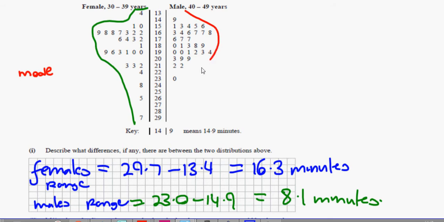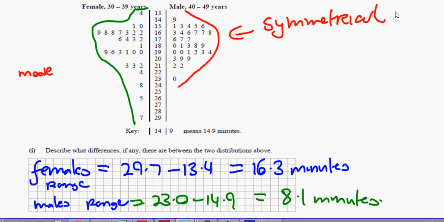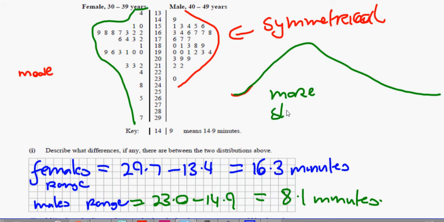Now we can see that the male distribution is more symmetrical. What I mean by symmetrical is it's more like just even on both sides down the middle. While the female one is positively skewed, because you can see that it comes at the start and then there's a big tail off at the end. So the female distribution is more skewed. Okay, so that's another one you could have said.